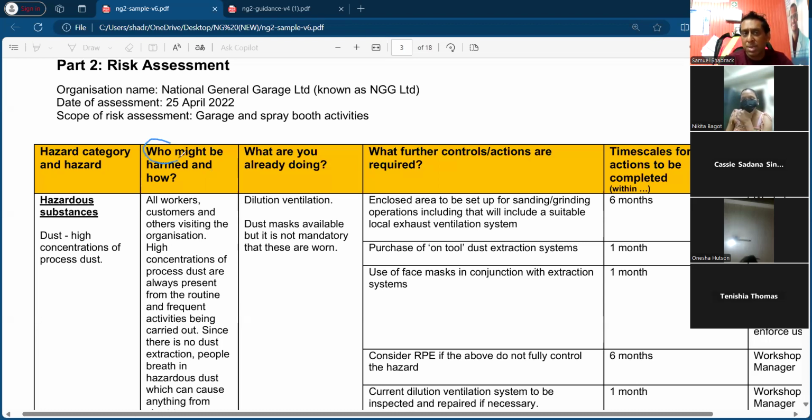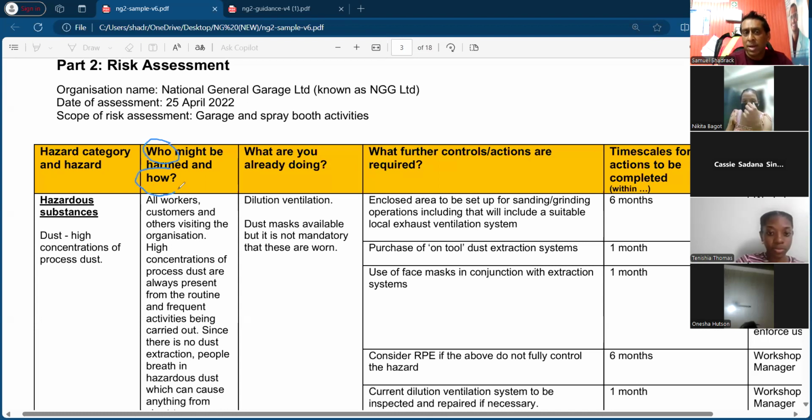They're asking you two things: who could be harmed and how. With respect to the who, we have all workers, customers, and others visiting the organization. To be honest, they don't really like that too much. What is best is you put the position of the workers, like shop floor workers, HSE officers, supervisors, technicians. So it's best to write it out, and for that purpose, you should have written it out there.